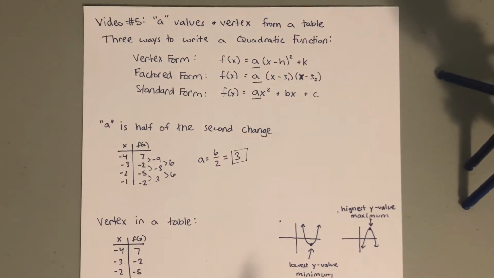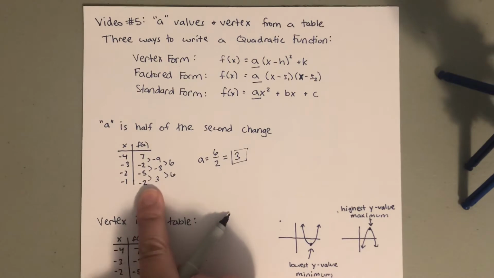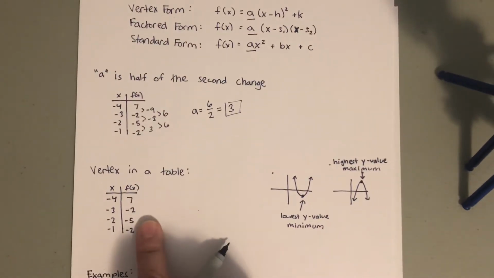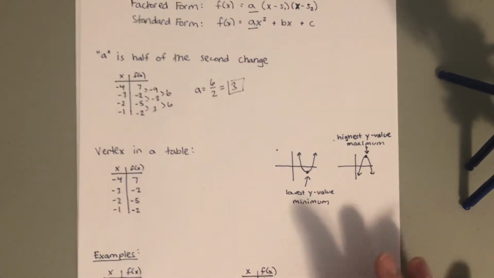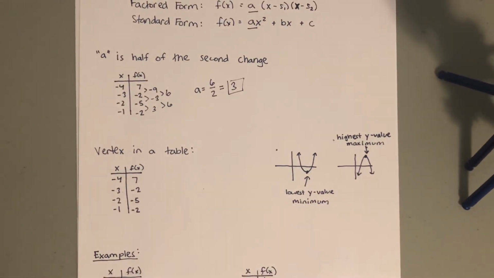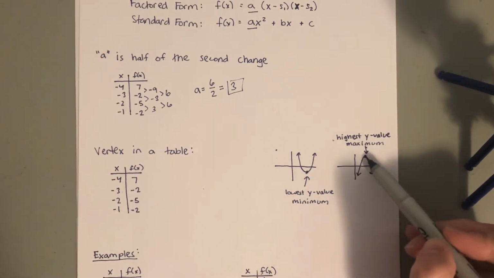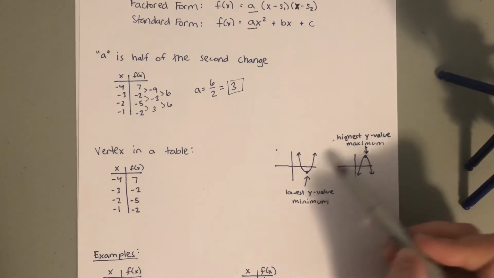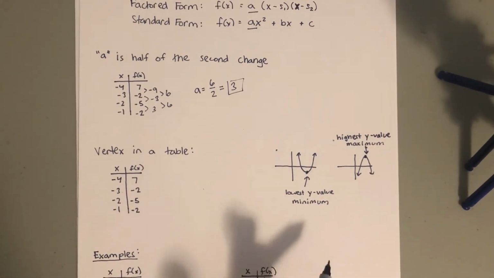Now let's take that a little bit farther and let's actually write a function in vertex form for this same table. Notice that I just took this table and recopied it down here. If you're looking at this table, the first thing we need to do is identify the vertex. Now remember that the vertex is either the lowest y value or the highest y value. And it also happens at the symmetric middle of the graph.